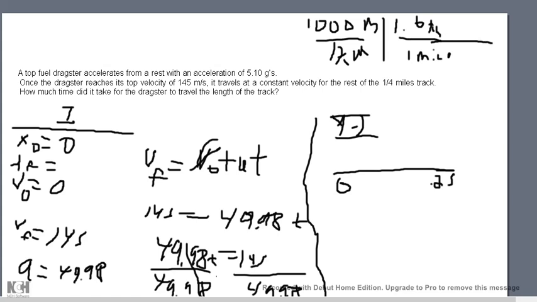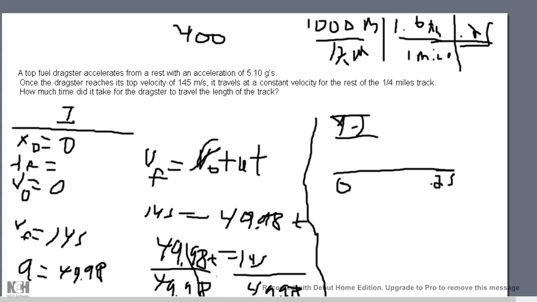How many miles do I have? 0.25. Okay. 1,000 meters in 1 kilometer, 1.6 kilometers in 1 mile, 0.25. Watch how slick this is. This is 0.25 times 1.6, the same thing as dividing by 4, which is 0.4, times 1,000, which should be 400 meters. Let's check it out.